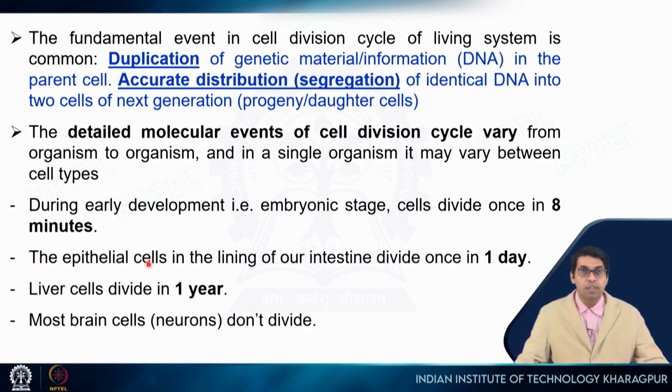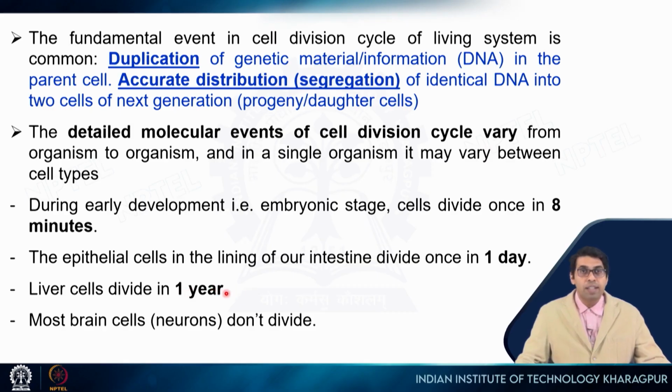The epithelial cells in the lining of our intestine divide once in one day. Similarly, liver cells divide once in a year, and the neurons in our brain do not divide. But this does not mean that the liver cells take 1 year to divide, right. It means that their division is less frequent.